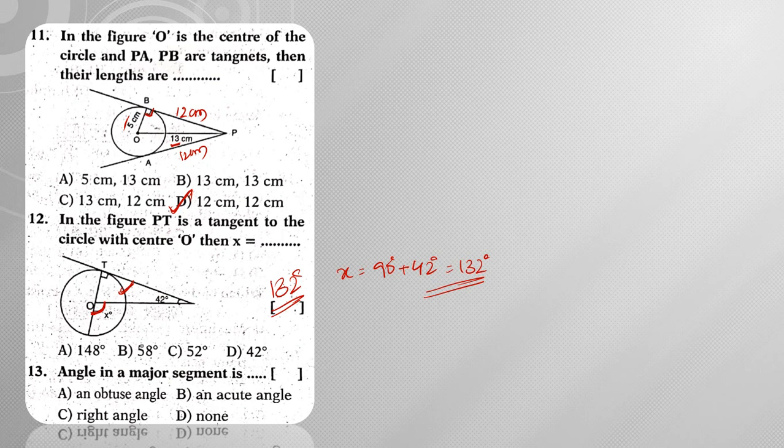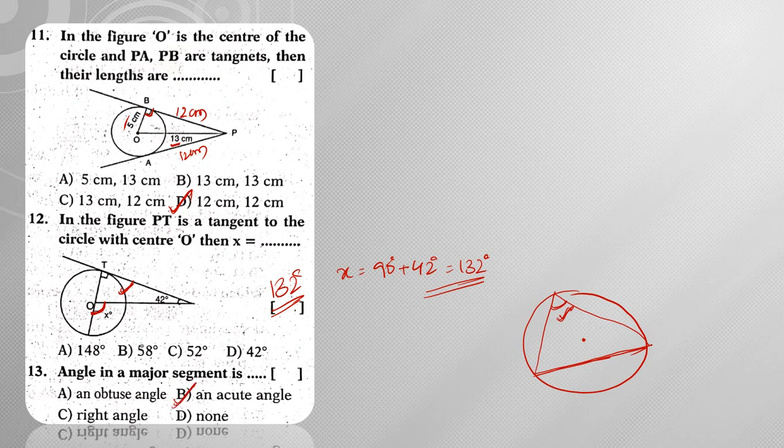Next, angle in a major segment is. So what is meant by major segment? In a circle, if I draw a chord, then the given circle will be divided into two parts, and the part which has more area is called the major segment, right? Or simply we can say, the segment in which the center of the circle exists is called the major segment. So in the major segment, if you consider any angle, each and every angle in the major segment will be an acute angle.